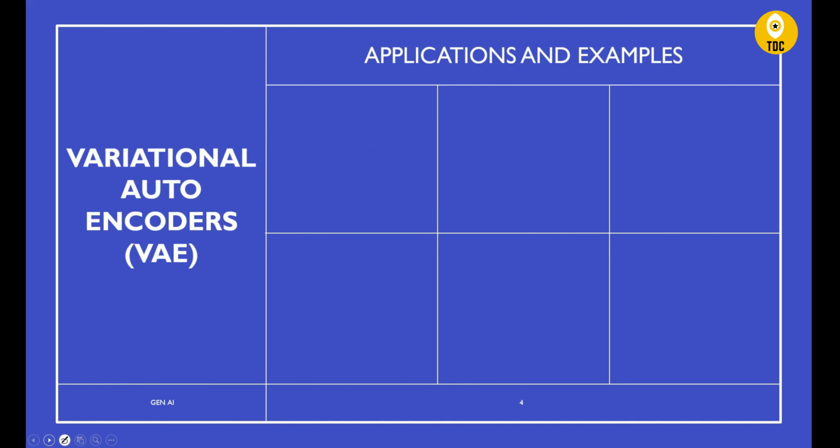And next we have variational autoencoders, VAE, where we will again see the applications and examples. So basically, variational autoencoders are powerful generative models that learn to encode data into latent space and then decode it to generate a new data sample set.